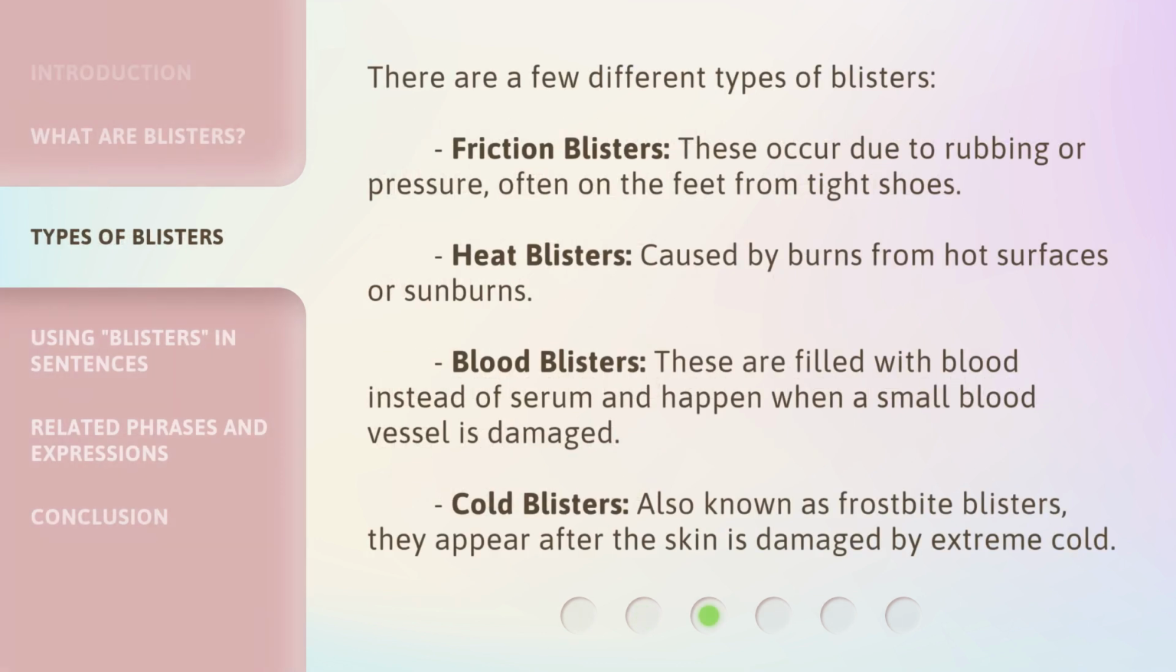There are a few different types of blisters. Friction blisters. These occur due to rubbing or pressure, often on the feet from tight shoes. Heat blisters, caused by burns from hot surfaces or sunburns. Blood blisters. These are filled with blood instead of serum and happen when a small blood vessel is damaged. Cold blisters, also known as frostbite blisters. They appear after the skin is damaged by extreme cold.